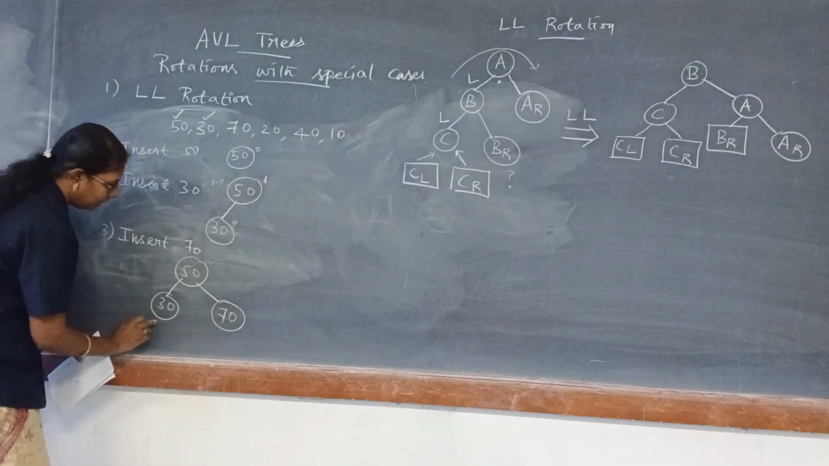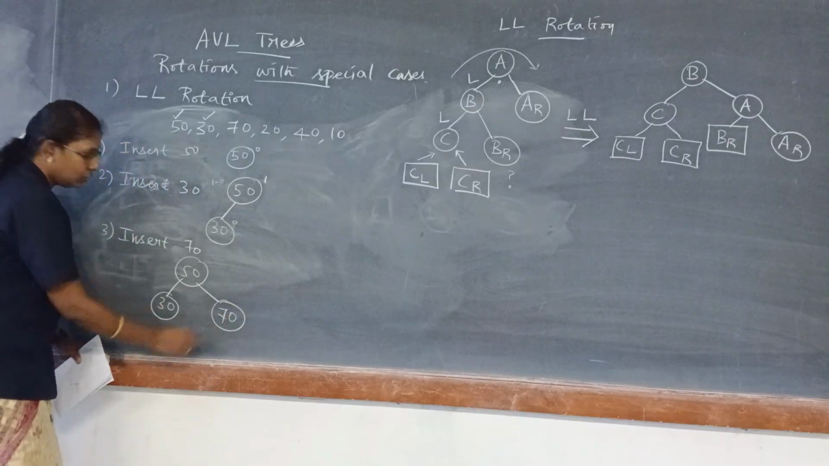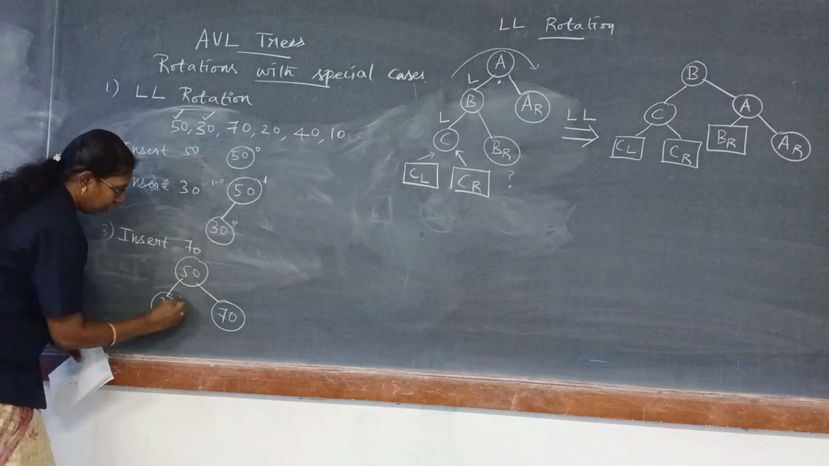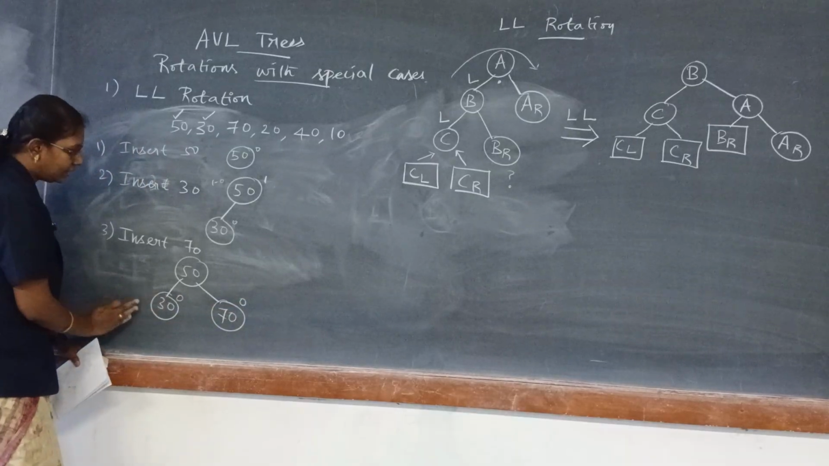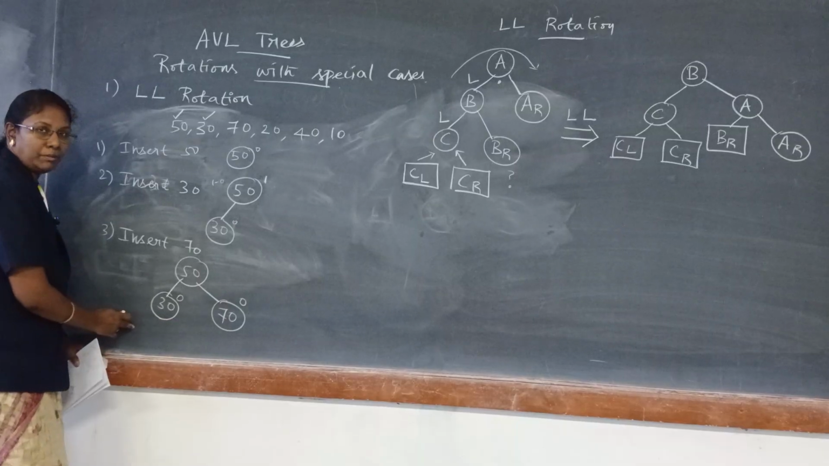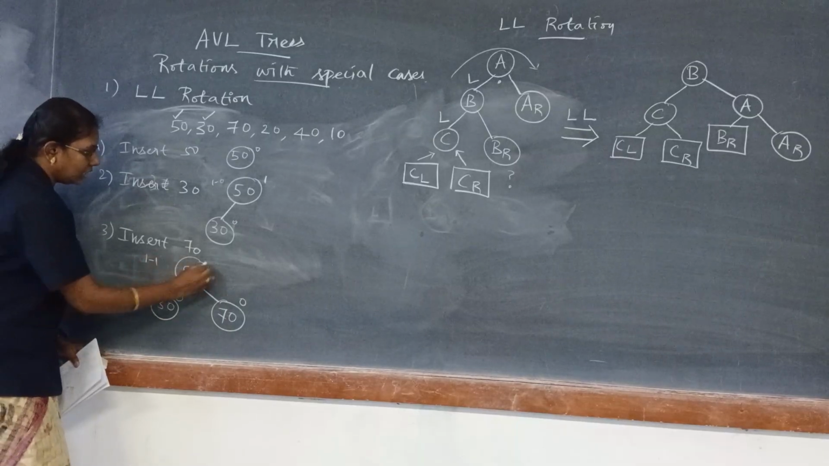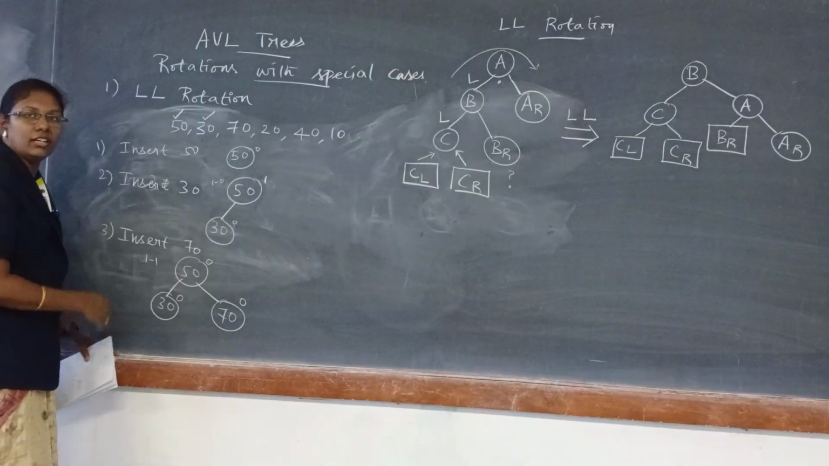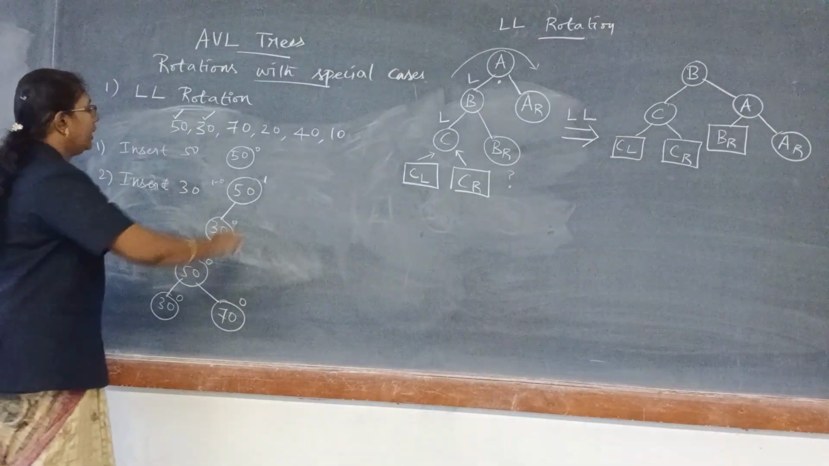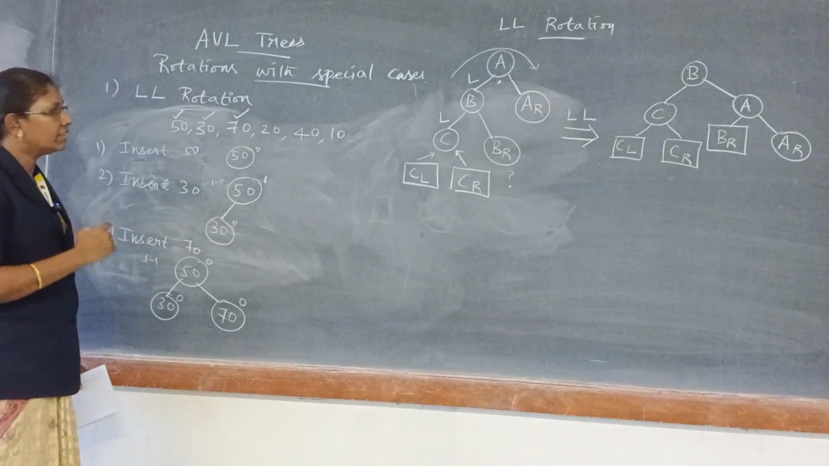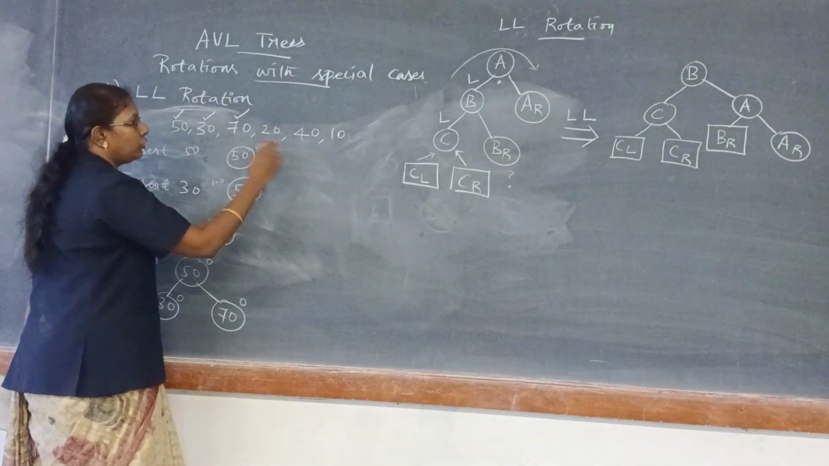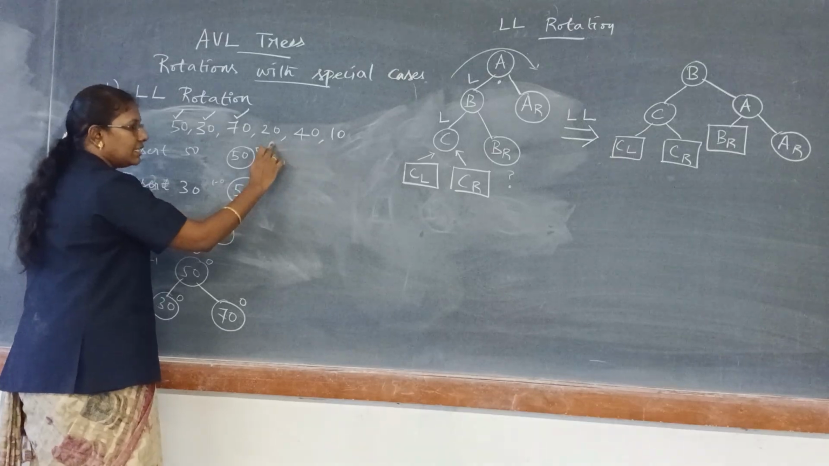So both the 30 and the 70 nodes are leaf nodes. Then the balance factor is 0 here and here, and the height of both the subtrees is 1. So 1 minus 1 is equal to 0 here. So till now there is no imbalance occurred. So no need to worry about the balance factors. So now we have inserted 70.